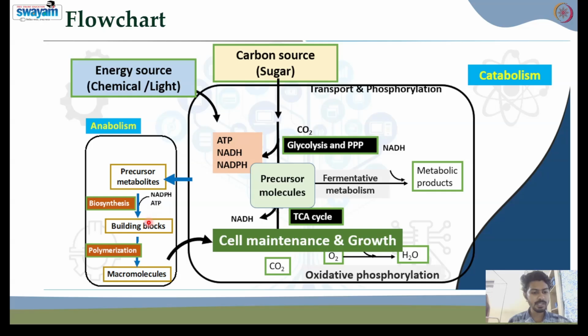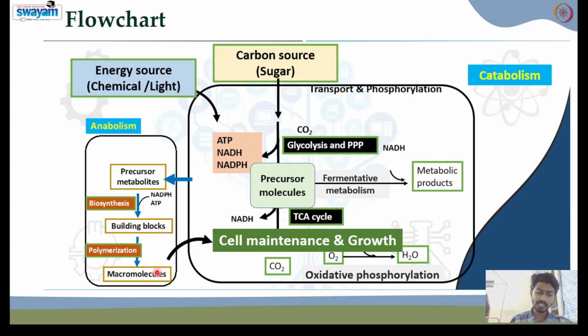And these building blocks, these monomers, will be polymerized into macromolecules like proteins or DNAs or RNAs, any kind of substance that is used for their own metabolism. Here it can produce carbohydrates, it can produce fat, it can produce proteins. So this is how, with the generated ATP, we are generating back the organic compounds, that is, macromolecules.